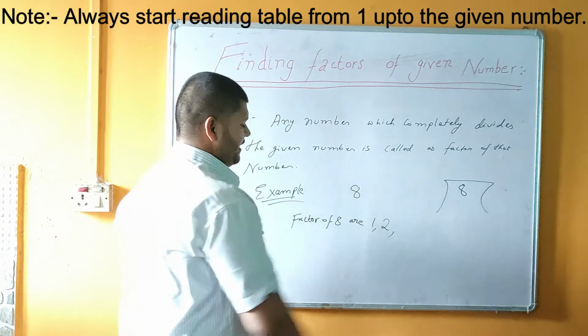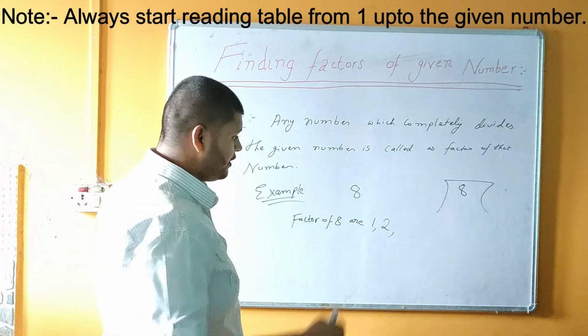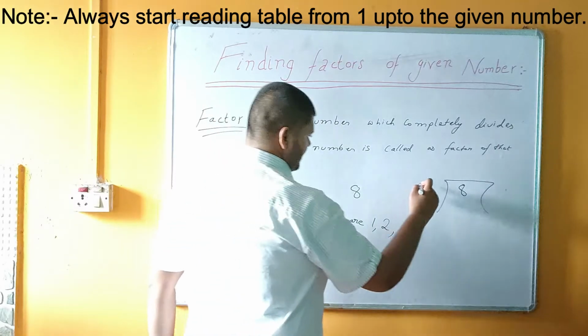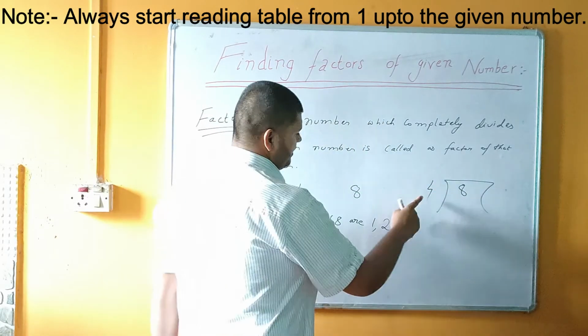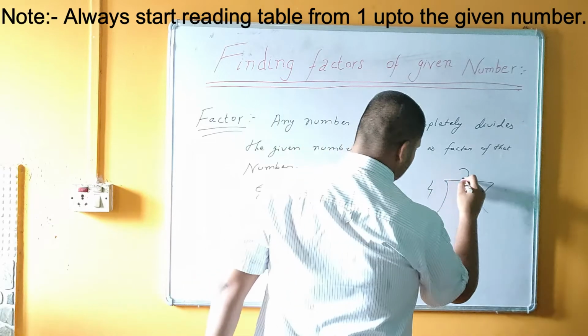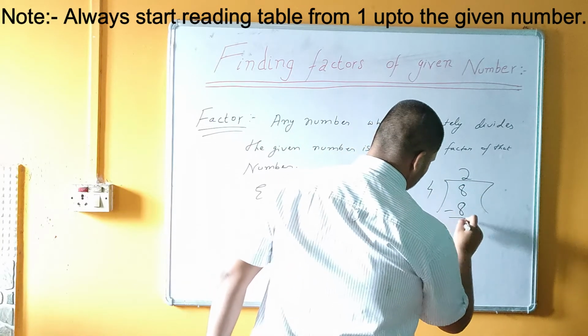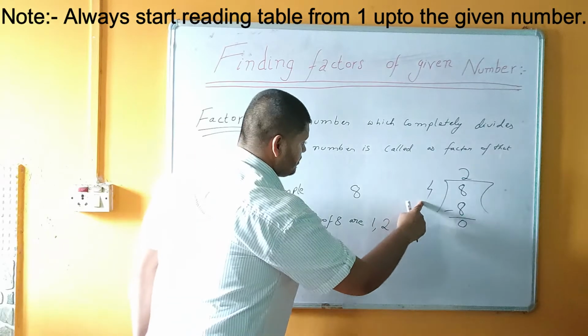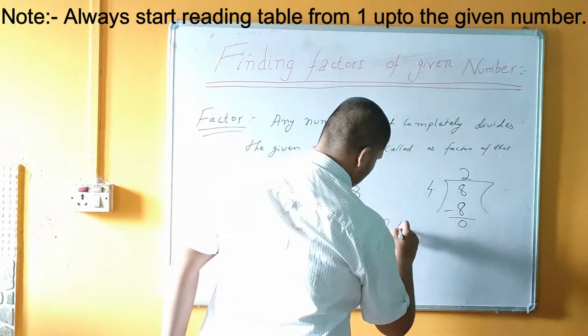The given number is 8, and we are going to test whether it is divisible by 4 or not. So we are taking here 4. In the table of 4, we have to see whether 8 is occurring or not. Yes, in 2 times it will occur. 4 twos are 8. So remainder once again 0. This means 4 is also a factor of 8.